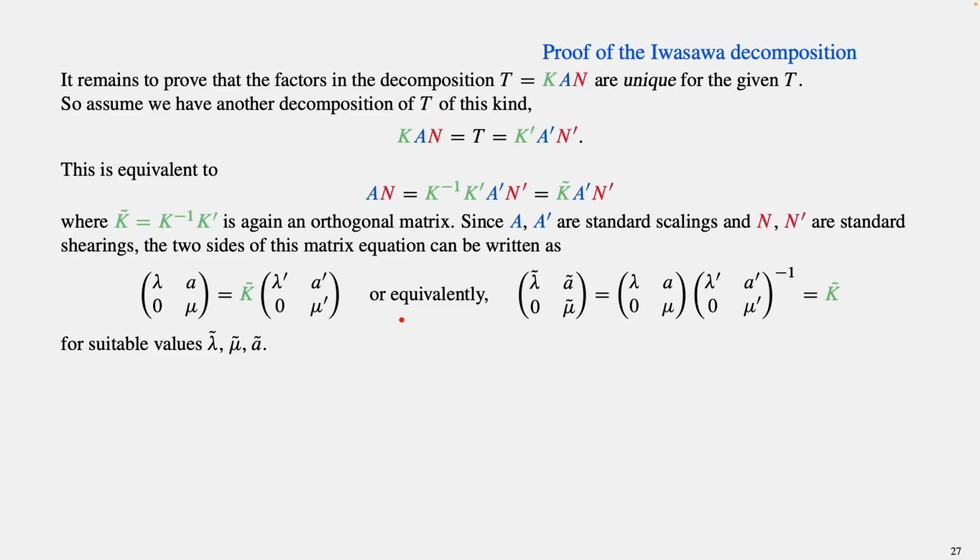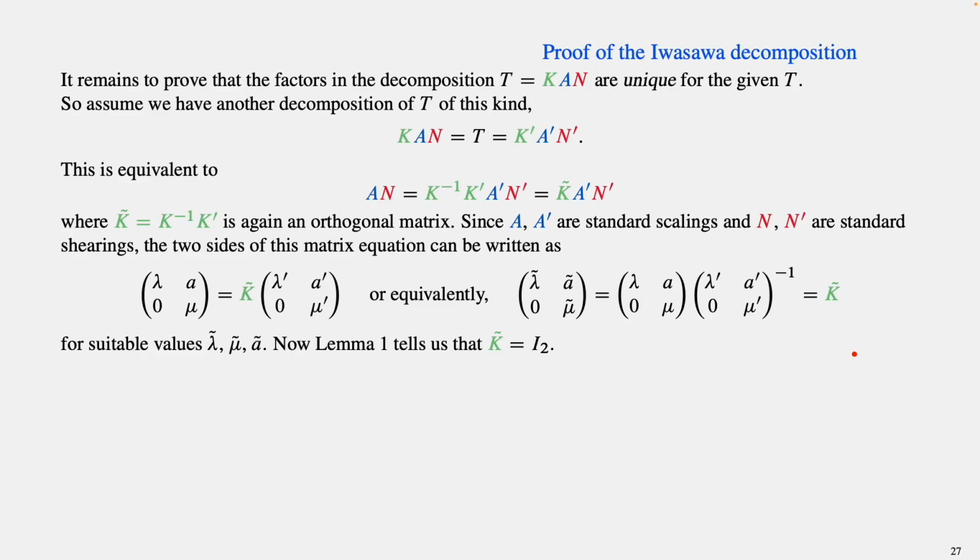Now, what we can do is equivalently write this as an upper triangular matrix equal to K tilde, because we can just multiply by the inverse of this matrix here, move it to the left-hand side of the equation. So we have this times the inverse of this one. And now recall from what we know about the upper triangular matrices, the inverse of an upper triangular matrix is also upper triangular, and the product of two upper triangular matrices is upper triangular. So this whole product here is again an upper triangular matrix with suitable values lambda tilde, A tilde, mu tilde, whatever they are, we don't care, but we know it has this form and this entry must be 0. And this is equal to the orthogonal matrix K tilde.